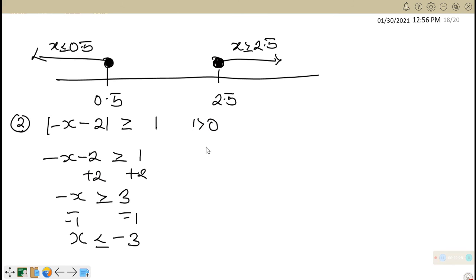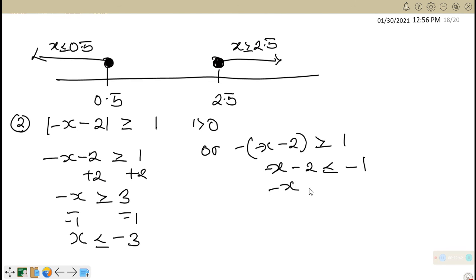Okay, so the second side of the inequality is minus x minus 2 less than or equal to minus 1. That will give us minus x less than or equal to minus 1 plus 2. That's minus x less than or equal to 1. So dividing all through by minus 1, we have x greater than or equal to minus 1. I don't think the combination of this can work.